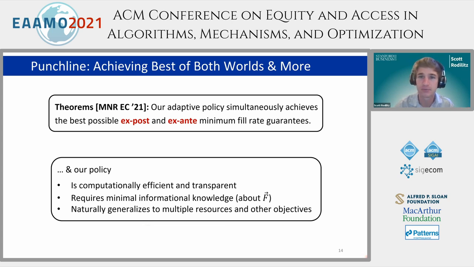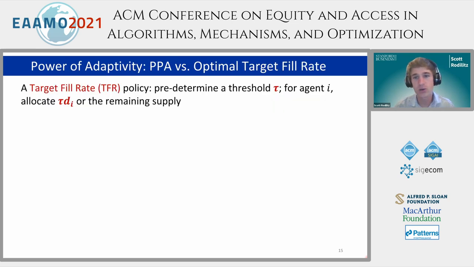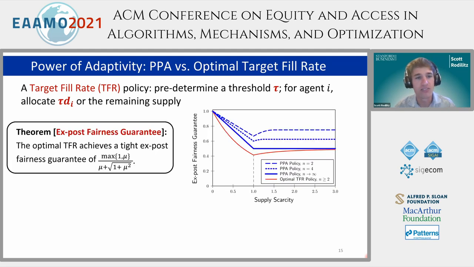public sector context. So to shed some light on this question, we considered a class of non-adaptive policies called target fill rate policies, which work by predetermining a threshold tau and then aiming for a fill rate of tau until supply runs out or until all of the agents have arrived. So you can think about optimizing over tau, in which case you get what we call the optimal target fill rate policy. And in the paper, we're able to exactly characterize the performance of this optimal TFR policy.